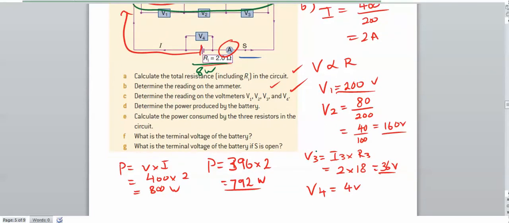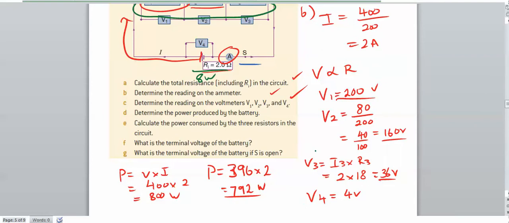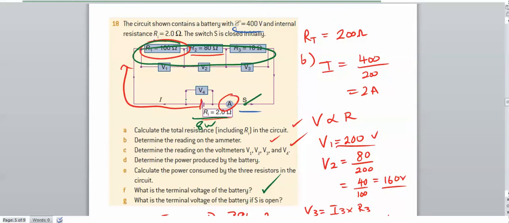What is the terminal voltage of the battery? Yeah, the terminal voltage is the 400 take away this 4 volts, which is equal to 396 volts. So that's that done. And what is the terminal voltage of the battery if S is open? Well, if S is open, then clearly there's not going to be a path for this to flow. So it's basically just going to be the voltage across the battery.